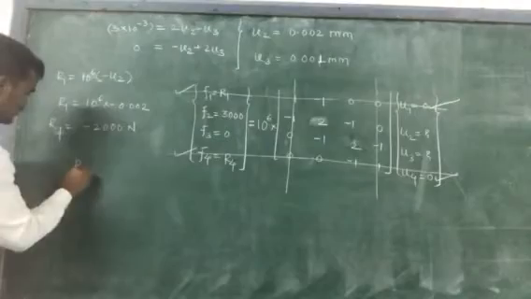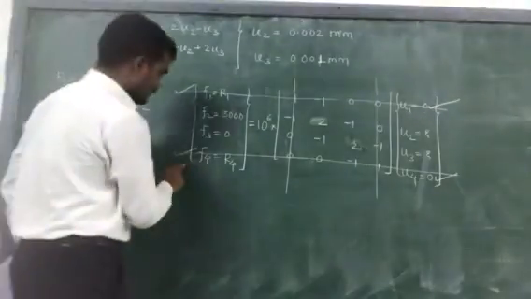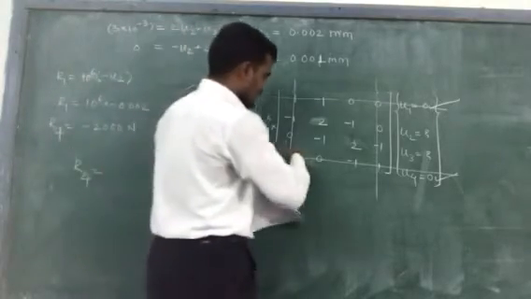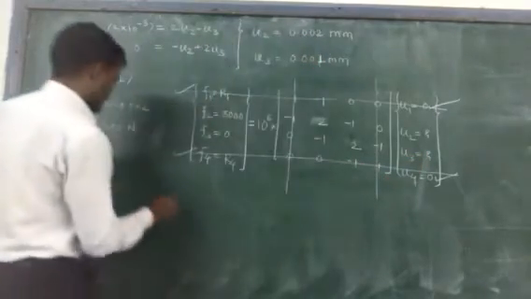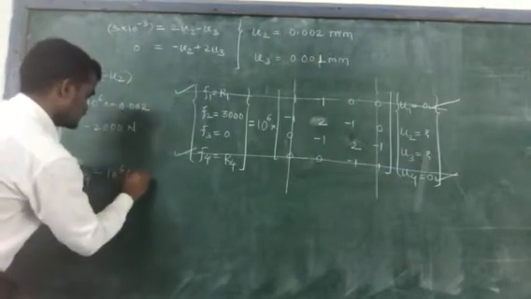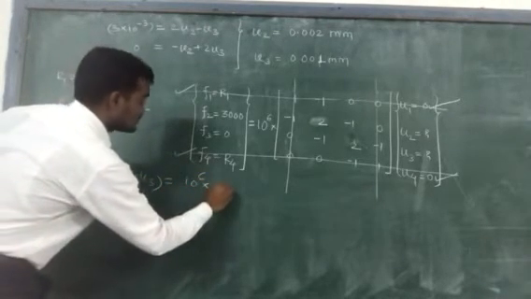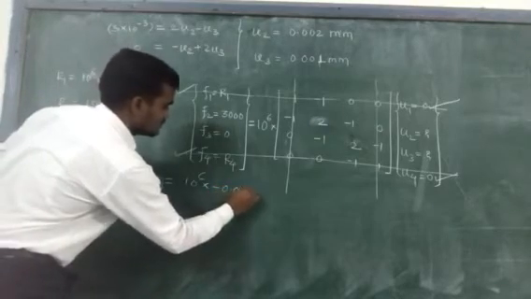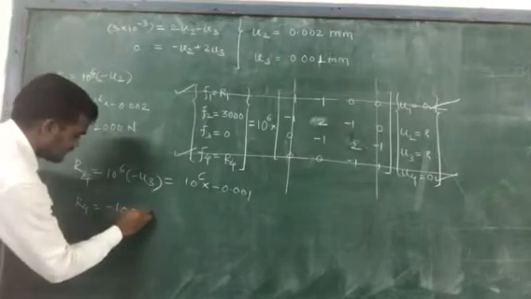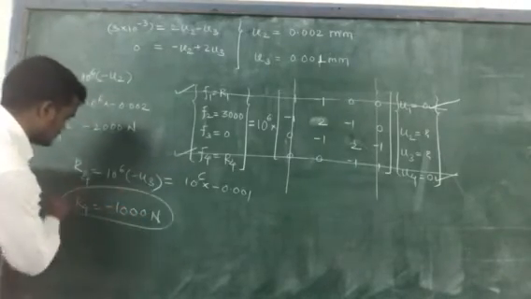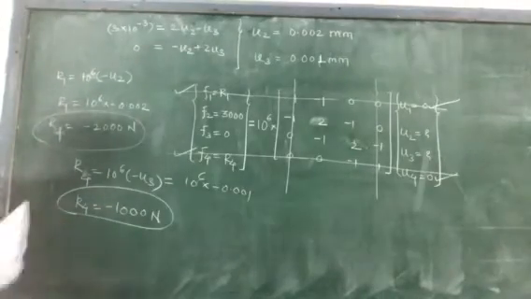And for R4, you need to write the fourth equation. R4 is 0 times 0, 0 times 0, minus 1 times u3, so 10 raised to power 6 into minus 0.001. So R4 is equal to minus 1000. R1 is equal to minus 2000. R4 is equal to minus 1000.